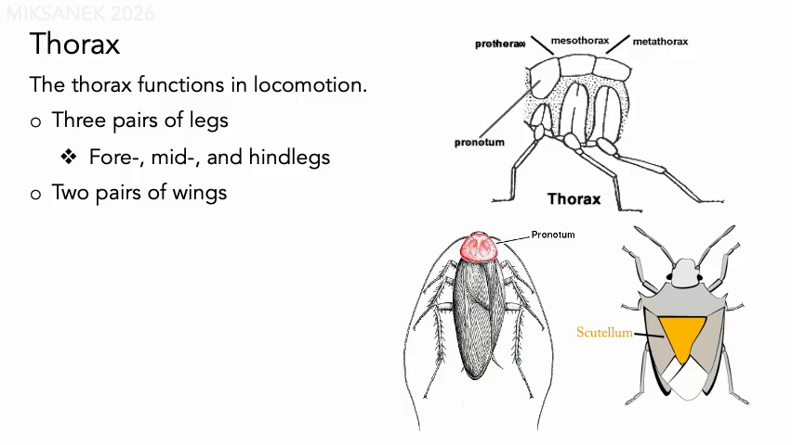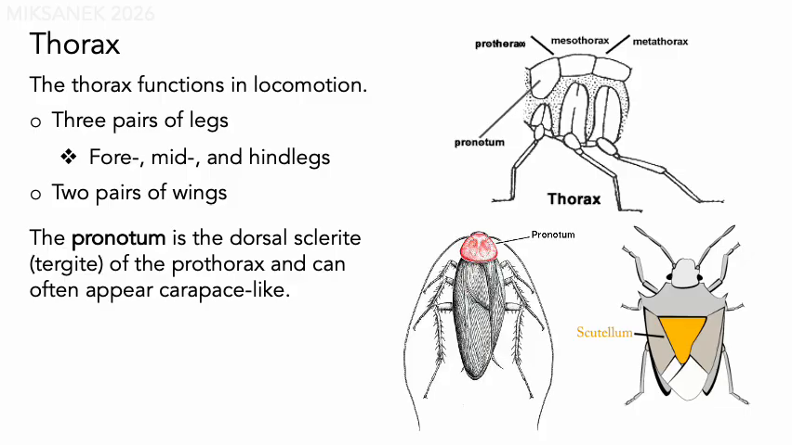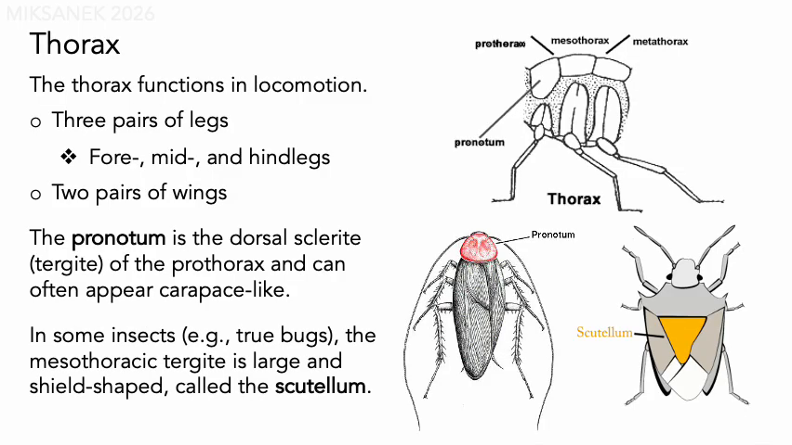If we consider the pronotum, the dorsal sclerite of the prothorax, so this is what we're seeing in the cockroach here, that's the dorsal sclerite or the tergite, and it's often kind of enlarged and carapace-like. In some groups of insects, it's highly ornamental. In others, it's just kind of broad and carapace-like. So that's called the pronotum. And then in another few groups of insects, a notable plate is going to be this mesothoracic sclerite, which is enlarged, shield-shaped, called the scutellum in true bugs, for example.